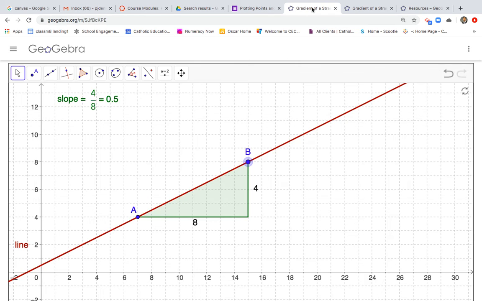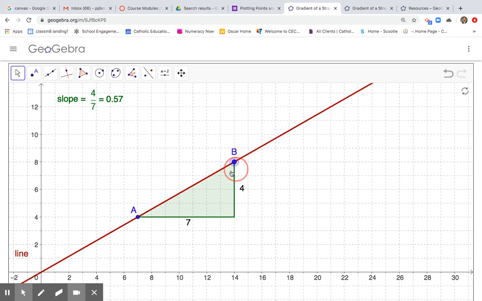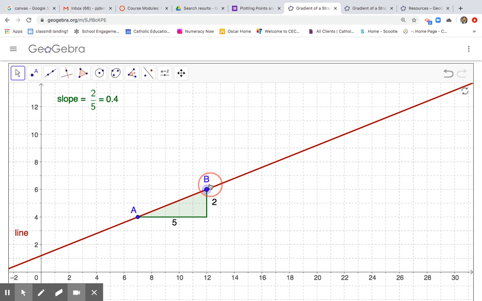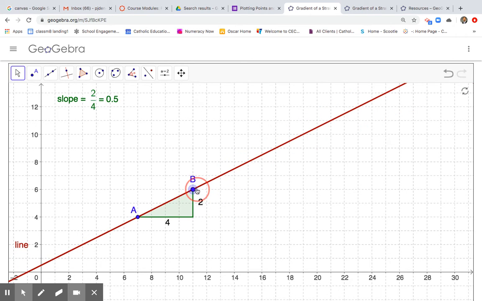If we look at it in other ways, here's another graph. What's the slope of this line? Well, the rise is 4 and the run is 8. So the slope is 4 over 8, which is a half, or 0.5. It doesn't matter where we put this. If we slide that in, oh, that didn't really work. But still, this is the same line. Now the rise over the run is 2 over 4. 2 over 4 is a half still.